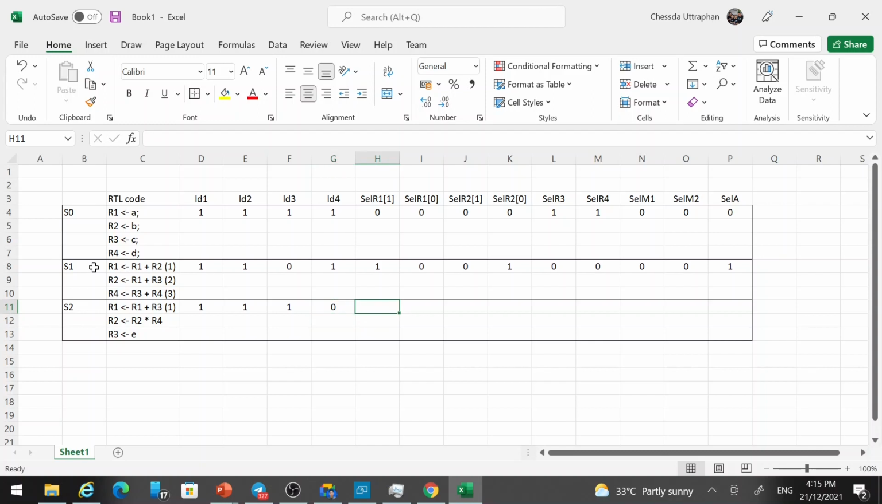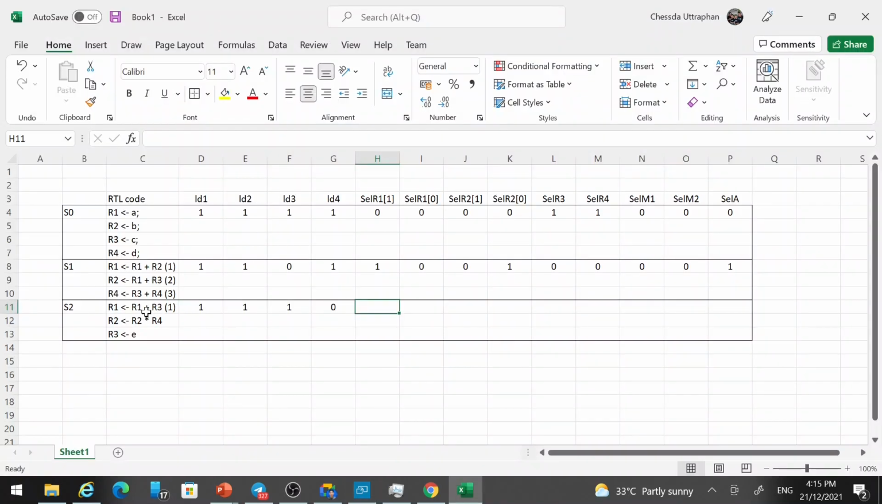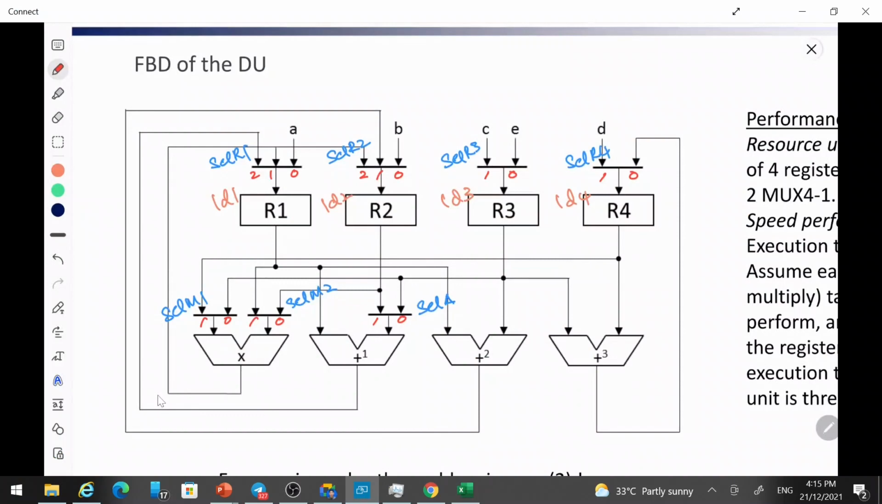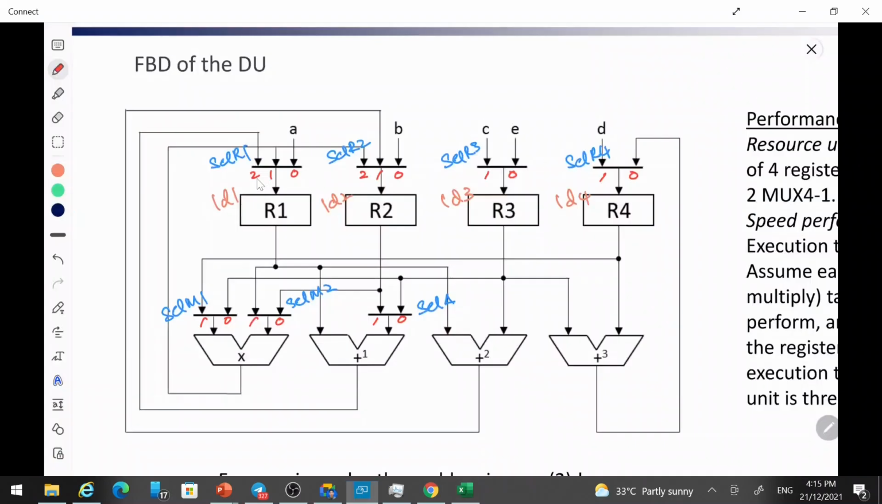And here we want the R1, so it should be these two signals, the SEL R1 for the multiplexer for this one. What we want now is from the adder number 1. So from this adder number 1, it should be 1 0, right? 1 0, same thing.